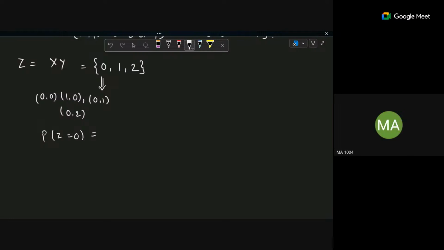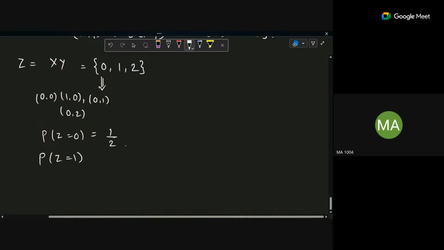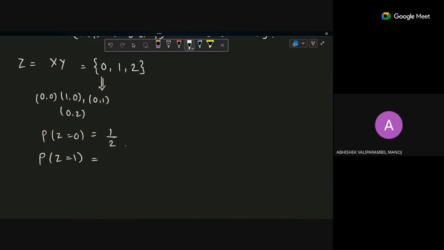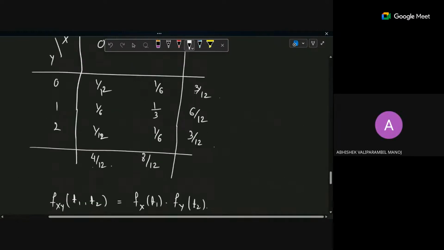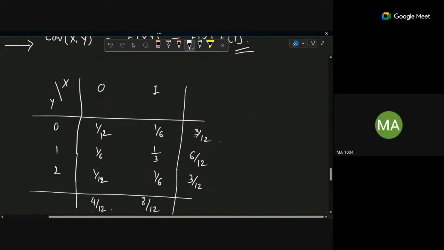Yeah. It will be 2 plus 1 by 2. Fine. When will it take Z equal to 1? So in one case only, that is (1, 1), right? Yes, ma'am. So the probability for (1, 1) is 1 by 3. Yeah, 1 by 3, and probability for 2 is 1 by 6.